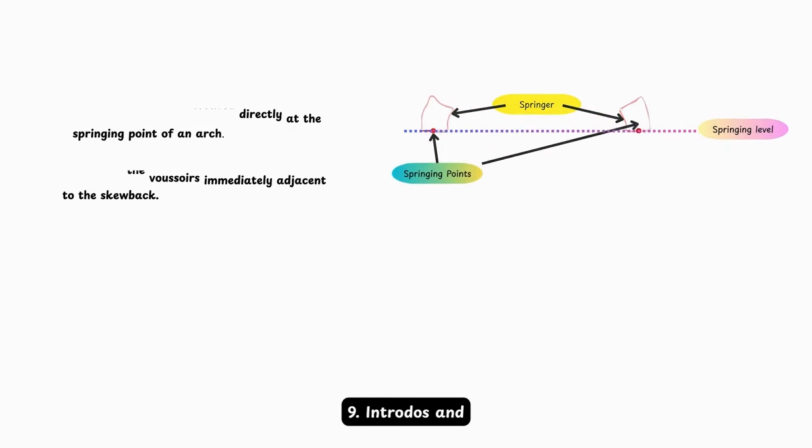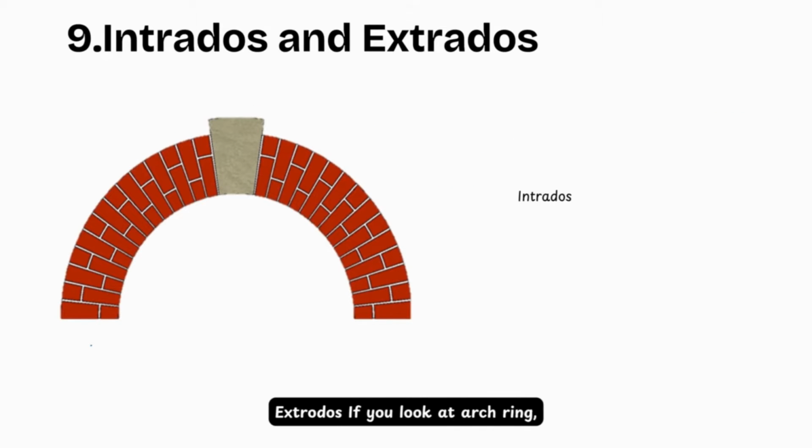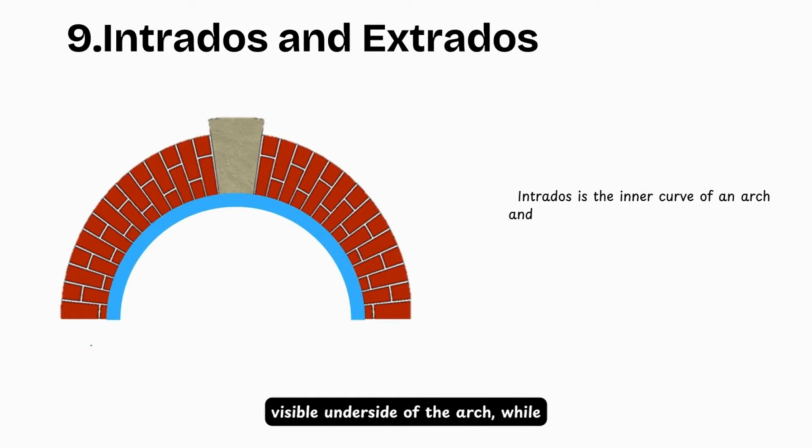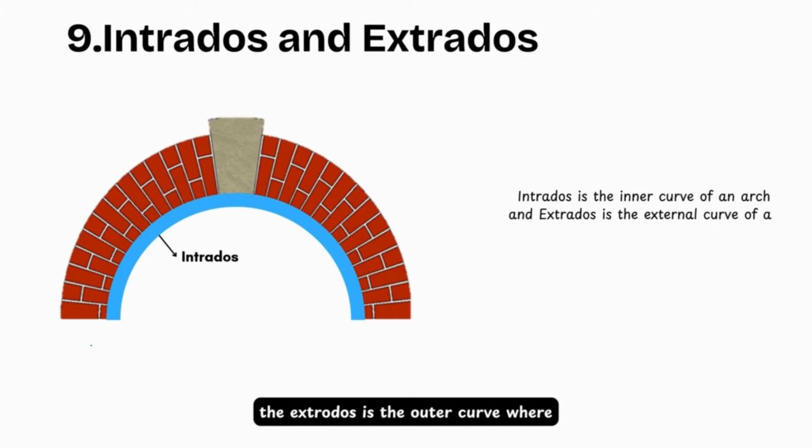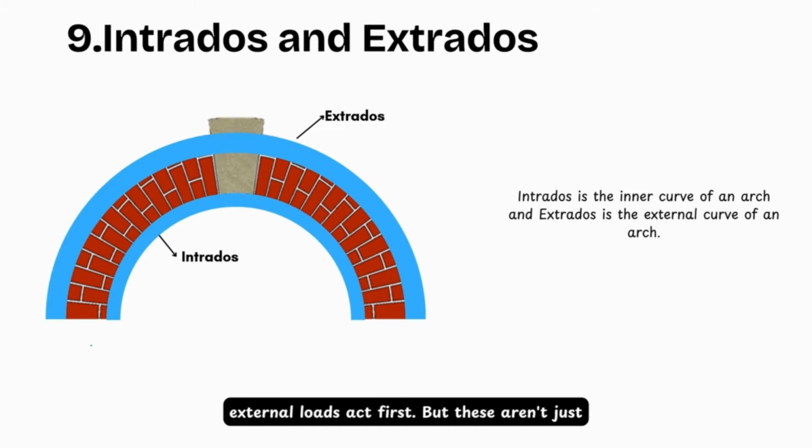Now, the 9th part is intrados and extrados. If you look at the arch ring, the intrados is the inner curve, the visible underside of the arch, while the extrados is the outer curve, where external loads act first.